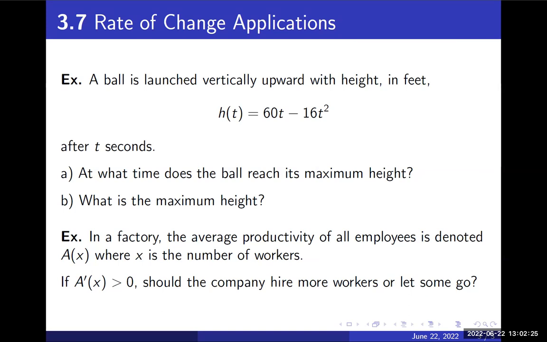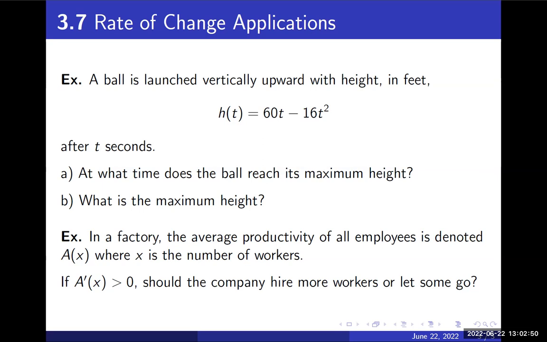A ball is launched vertically upward with height in feet, h(t) = 60t - 16t² after t seconds. So it's just going straight up and down. But the height we can describe like a parabola as time is going by, right? It's going up, reaches the top, and then falls back down.